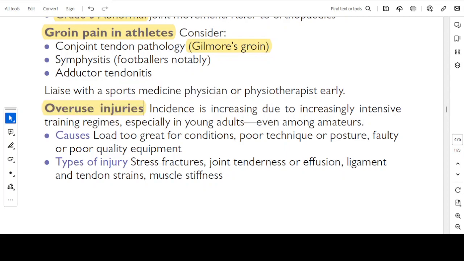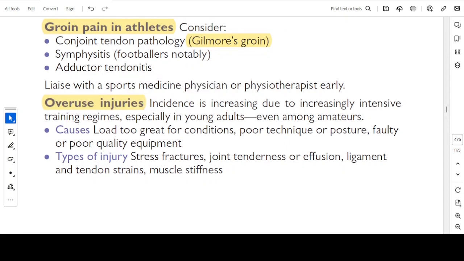Overuse injuries. Incidence is increasing due to increasingly intensive training regimens, especially in young adults, even among amateurs. Causes: load too great for conditions, poor technique or posture, faulty or poor quality equipment. Types of injury: stress fractures, joint tenderness or effusion, ligament and tendon strains, and muscle stiffness.